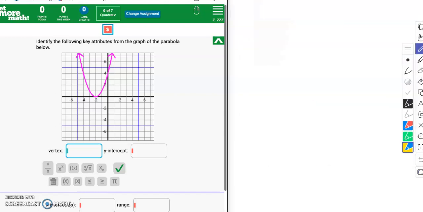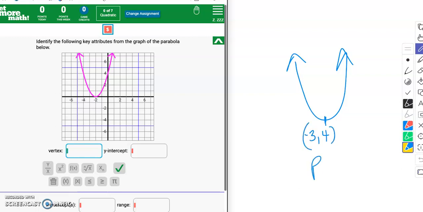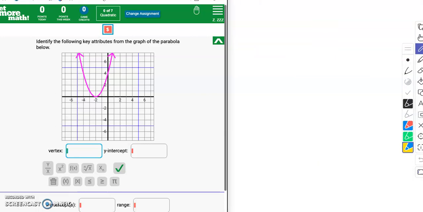Now, if your parabola opened upward, okay, and let's say that the vertex on this parabola happened to be, just making something up, (-3, 4), this range would be all the y values greater than or equal to 4 because it goes infinitely upward. Okay, so let's practice using GMM here to find some of these key points.